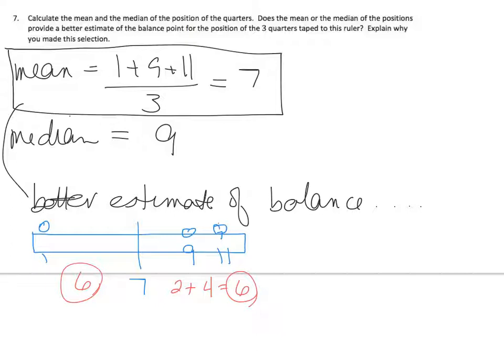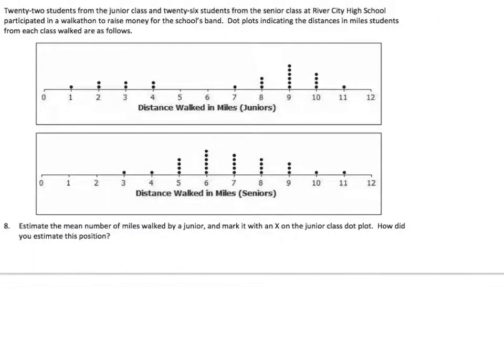Okay, the balance point is the position in which the sum of the distances to the left and to the right are equal. Okay, if we use the median of 9, my left would be 8, and my right would be 2. Way off. Okay, that would not balance those 3 quarters on the ruler. All right, let's try something else.